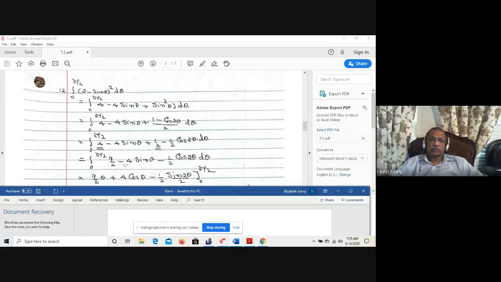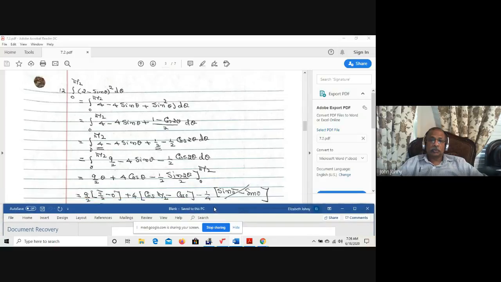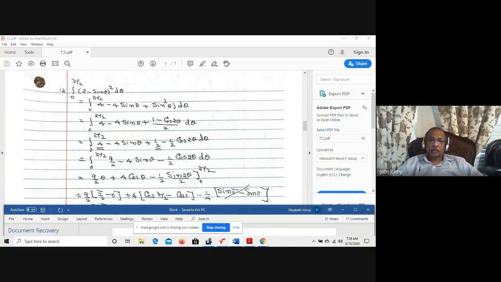This becomes plus, because negative 4 times the antiderivative of sine is negative cosine. So it becomes a positive: negative 4 times negative cos theta, minus 1/2 times sine 2 theta divided by 2. Theta varies from 0 to pi over 2, and substitute the limits. 9 over 2 times pi over 2 minus 0, lower limit is 0, plus 4 times cos pi over 2 minus cos 0, minus 1/4 times sine pi minus sine 0.